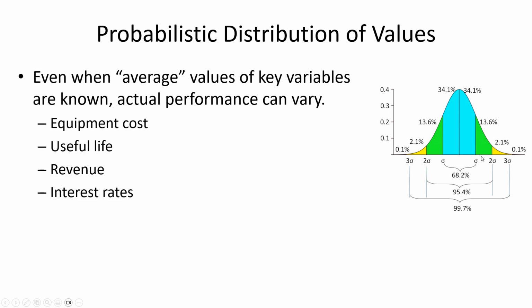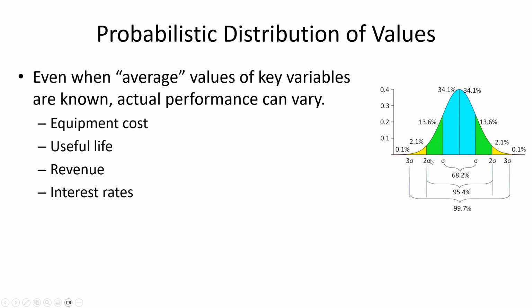And what we'll do today in our in-class exercise is we're going to play around with 4 variables and see how the overall profitability of a project turns out. If we don't necessarily know how much the equipment cost is going to be, we don't know how long the equipment will last in terms of its useful life, the revenue it's going to generate, the interest rates, we will start off with an assumed average and then some characterization of how wide the normal distribution is.